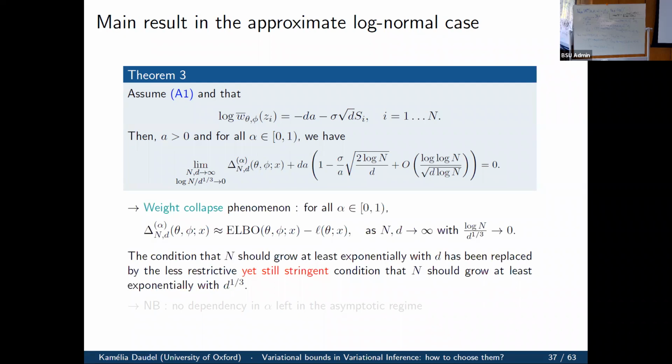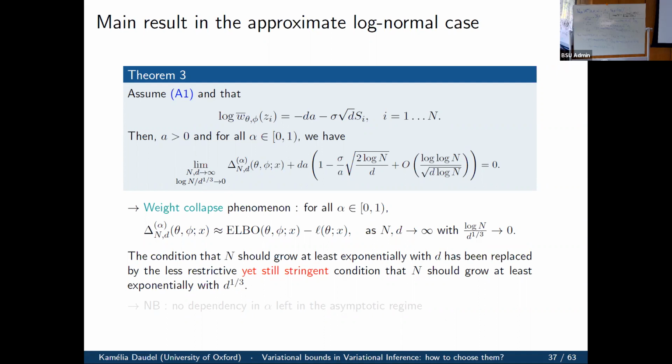Basically, the takeaway message is that I'll be in a pretty much similar situation as to what I was seeing in the log normal case, except for one thing, which is this thing here. So when you are approximately log normal, the condition that we had before, which is n must be exponential in D, is replaced by the condition that, if I want to get out of this weight collapse phenomenon, n should be exponential in D^(1/3). So it's slightly weaker, still quite stringent.